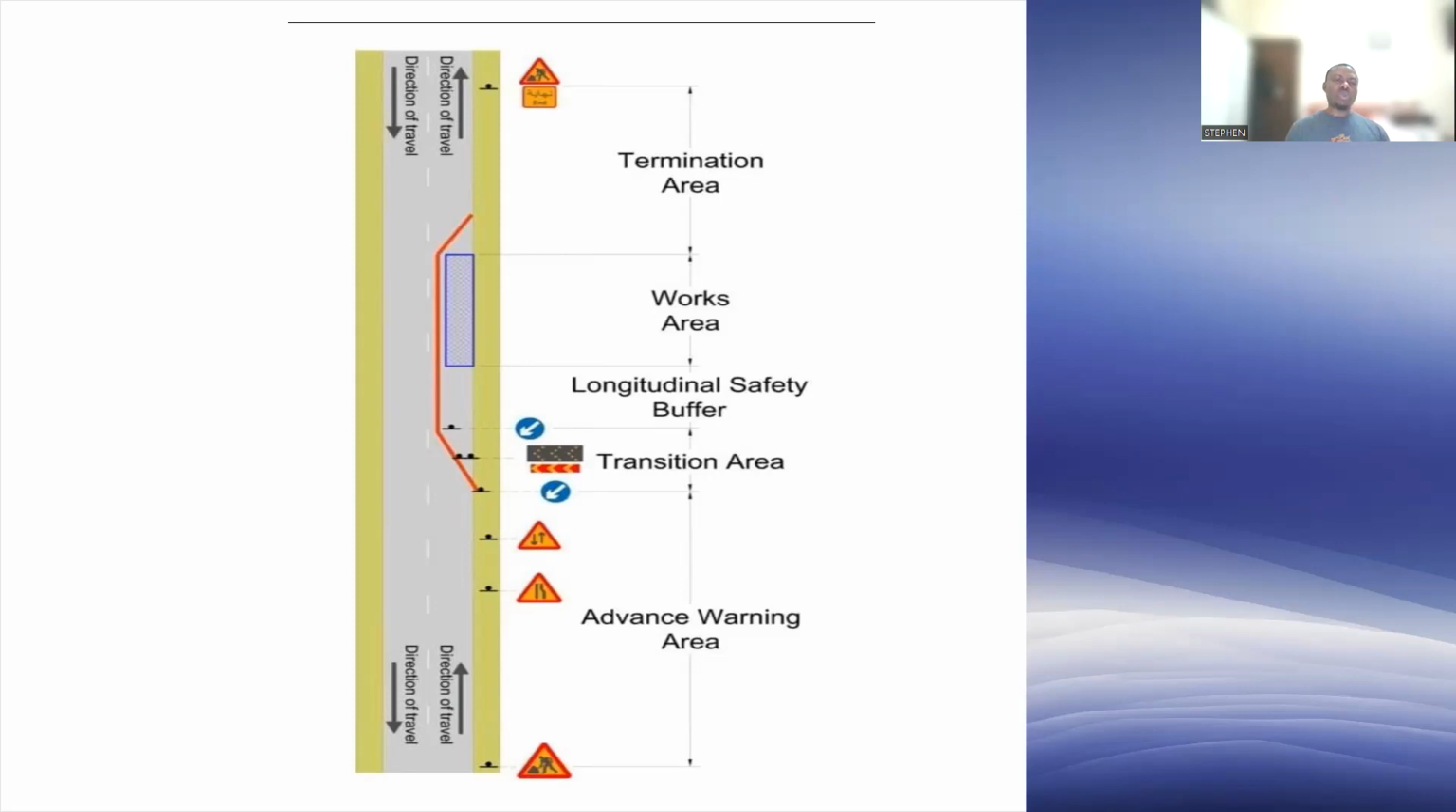And within this space, there's also a safety buffer. There's a walk area. This thing is properly arranged so that you will know, okay, this is the advanced warning area, this is the transitional area, this is the safety buffer area, this is the walk area, this is the termination zone, and so on and so forth. Those people who are walking also need their safety, in as much as you're also protecting that of the public.